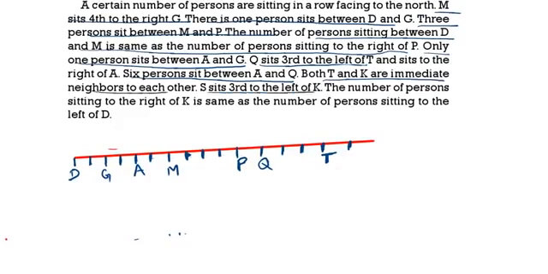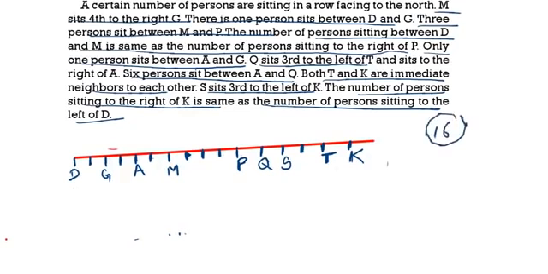S is sitting third to the left of K. So here you can write down K. The number of persons sitting to the right of K is the number of persons sitting to the left of D. Left of D no one is there. Right of K no one will be there. So here how many persons are there? If you count, 1, 2, 3, 4, 5, 6, 7, 8, 9, 10, 11, 12, 13, 14, 15, 16. Total 16 persons are there. Now taking this we should answer the questions.